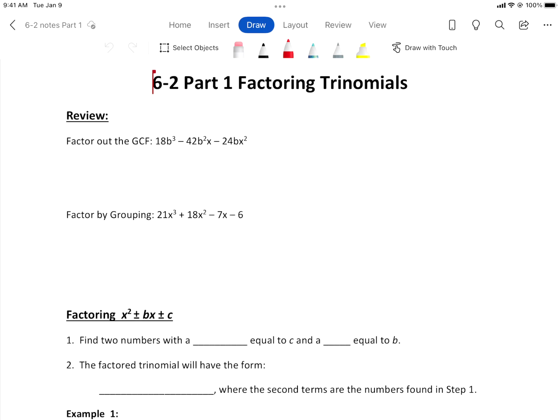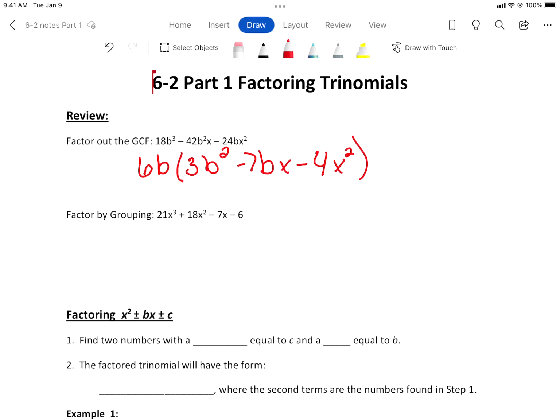But okay, so 6, right? Everybody said 6. I'm trying to record it as I do this. What variable do I take out? A b, right? So we're going to take out a 6b, and we are left with 3b squared minus 7bx minus 4x squared. So sometimes you just take out the greatest common factor.